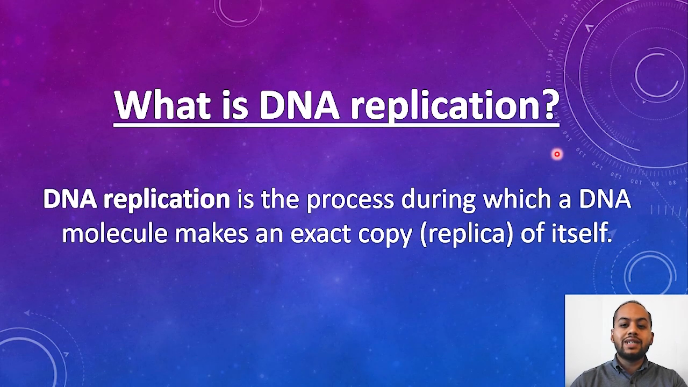So firstly, what is DNA replication? What do we mean when we're speaking about DNA replication? So DNA replication is the process during which a DNA molecule makes an exact copy of itself. So that DNA molecule that we learned about in the previous video, the DNA molecule that is a double-stranded molecule that comes in the shape of a double helix, we're simply saying that DNA replication is the process during which that molecule is going to make an exact copy of itself.